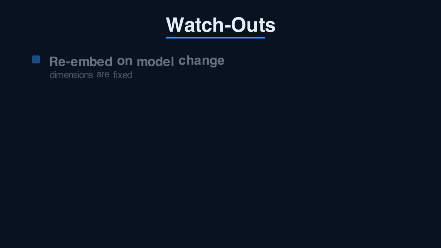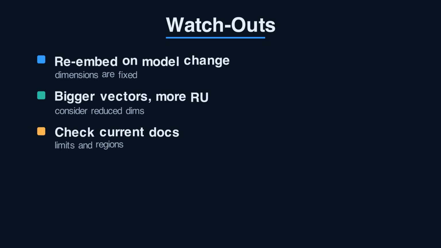A few practical cautions. Vector dimensions are fixed by your embedding model, so 1536 for text embedding 3 small or 3072 for the large model, and changing models means re-embedding everything. Large vectors inflate document size and request unit cost, so consider whether you need full or reduced dimensions. The vector indexing feature has had preview stages and capacity limits, so confirm region availability, maximum dimensions, and index limits in the current Azure documentation before you commit a design.